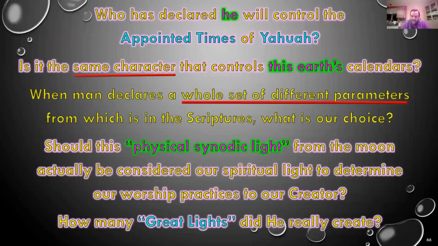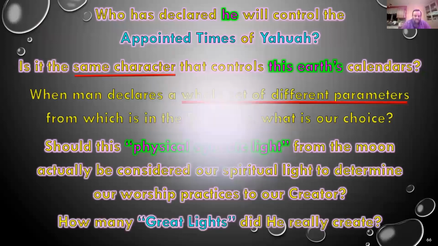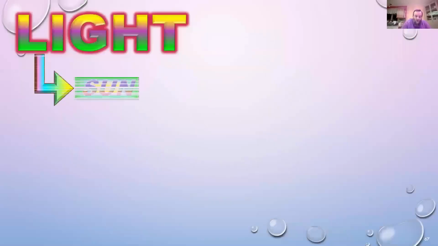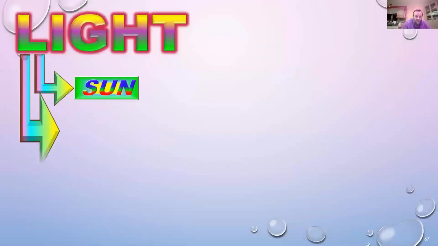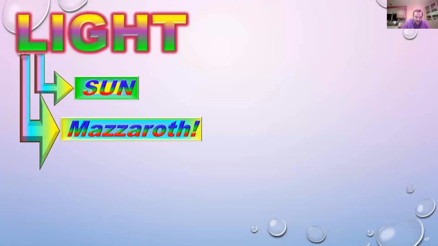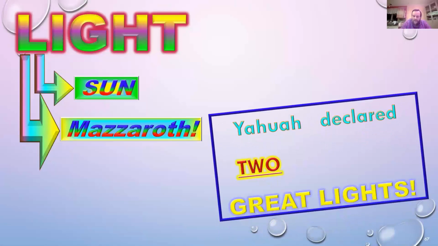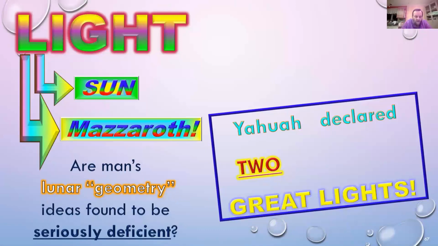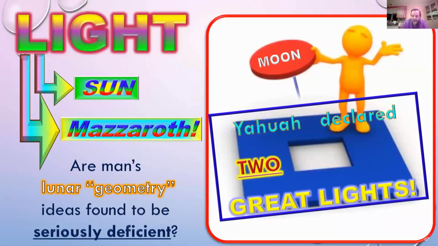How many great lights did he really create? One, he created the sun for light. Two, he created the Mazzaroth with light. Yahuwah declared two great lights. Are man's lunar geometry ideas found to be seriously deficient? Are we trying to peg the round moon into a square hole? Are we trying to place the moon where it does not belong?